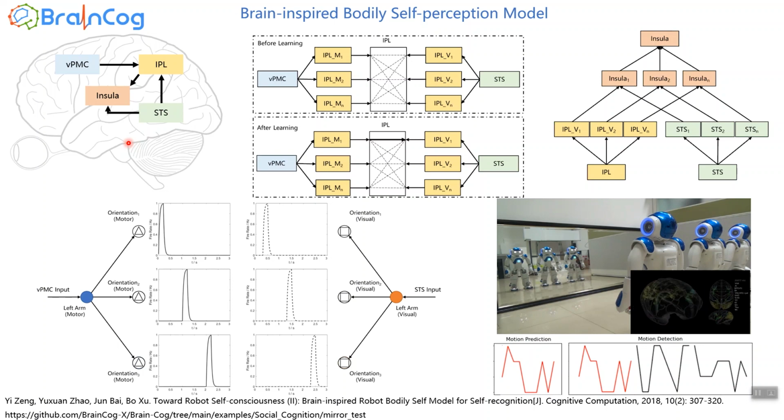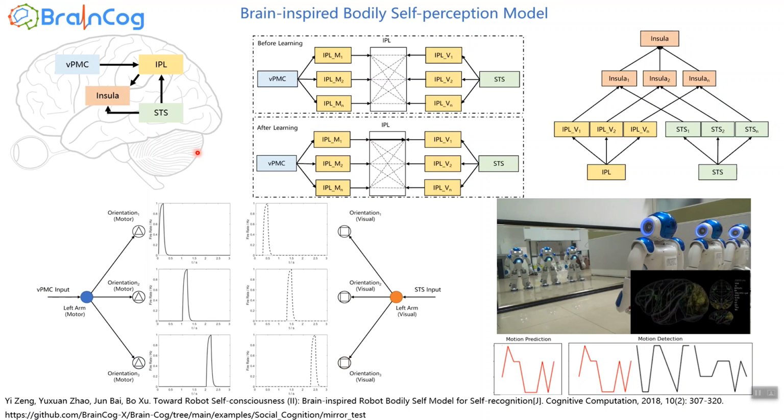Cognitive psychology experiments have shown that the IPL is activated in response to movements projected by one's own face and body, and the insula is activated in both the bodily ownership and self-recognition experiments. The brain-inspired bodily self-perception model is built around these two areas. In addition, it also includes VPMC and STS. VPMC is used to generate self-motion information, and STS is used to detect motion information in the visual field.